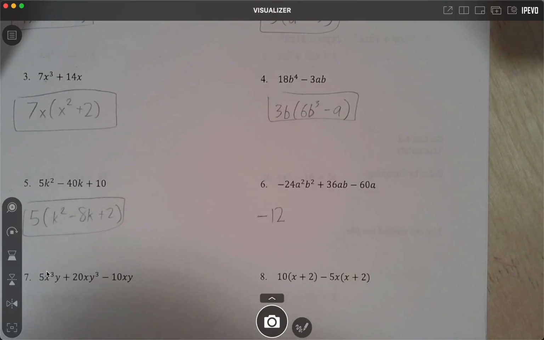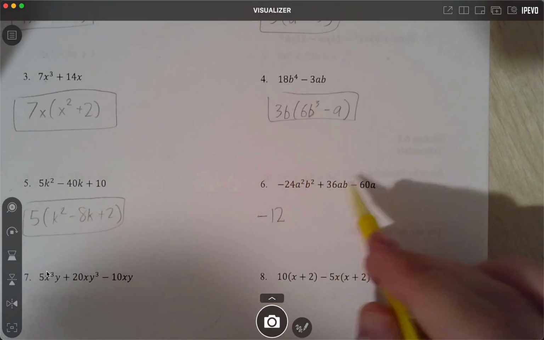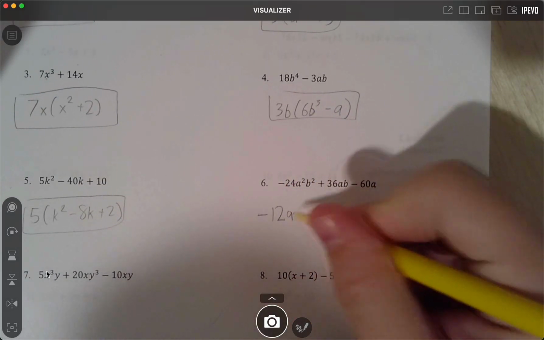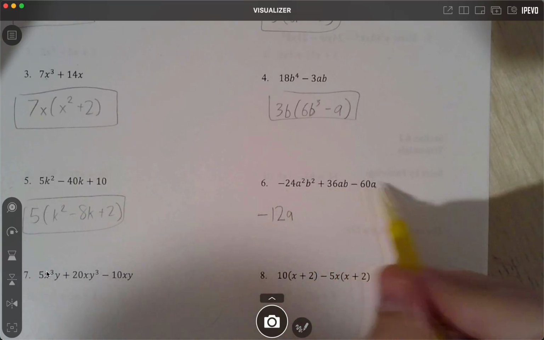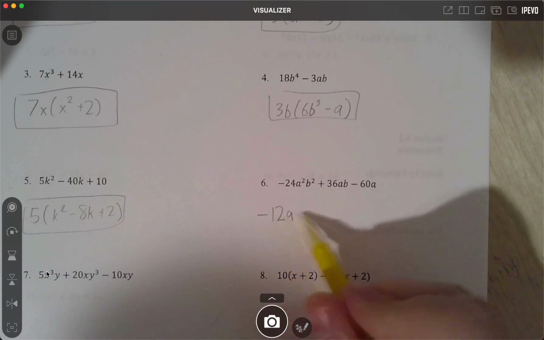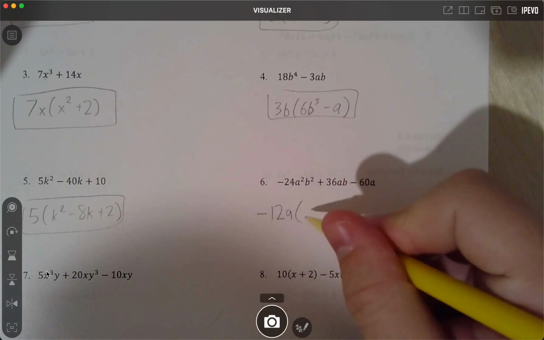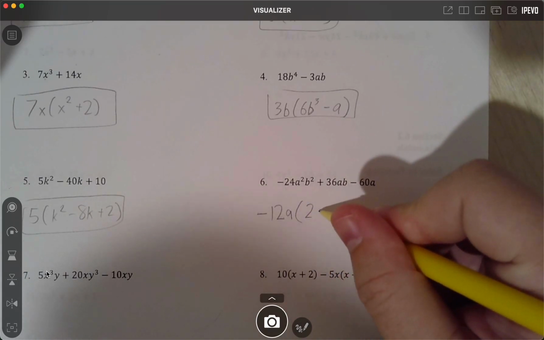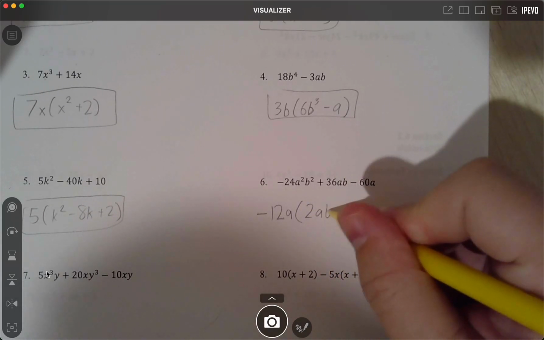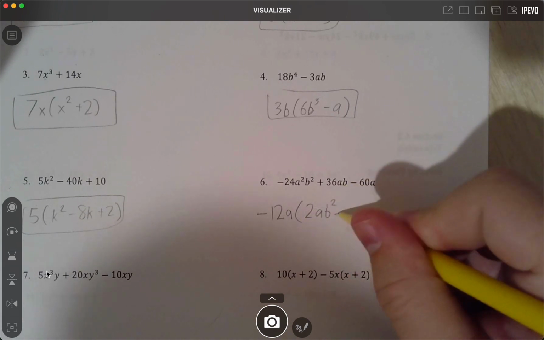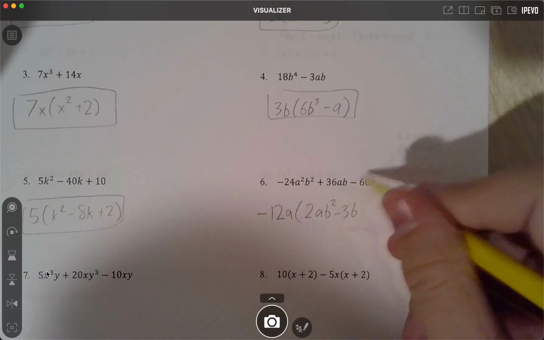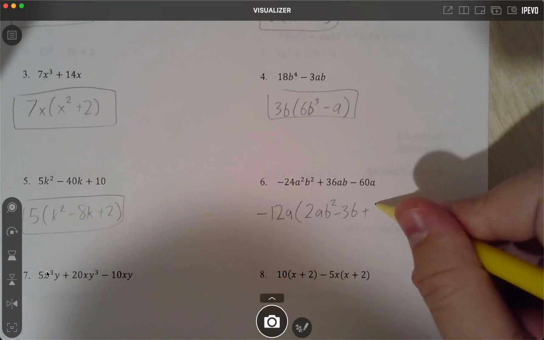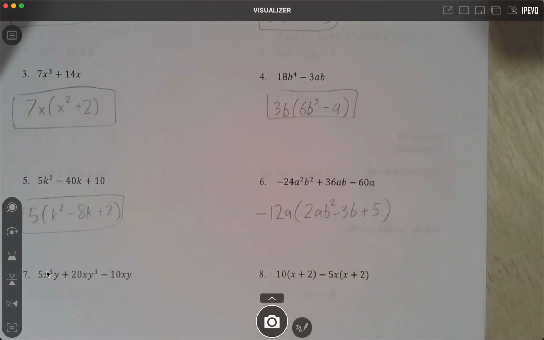Now let's look at the other variables. I see a squared, a, and a, so they share at least an a. I do see a b squared and a b, but there's no b on this last term, so I can't say that b is shared. Alright, we are left with positive 2ab squared. We're left with negative 3b, and we're left with positive, I think that'd be 5, just 5 itself.